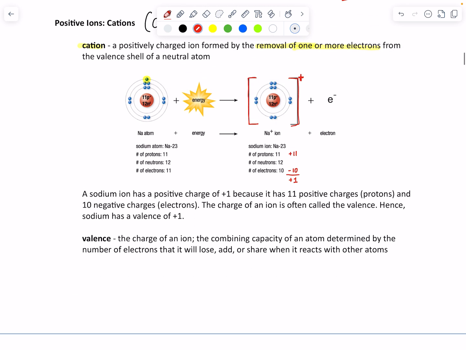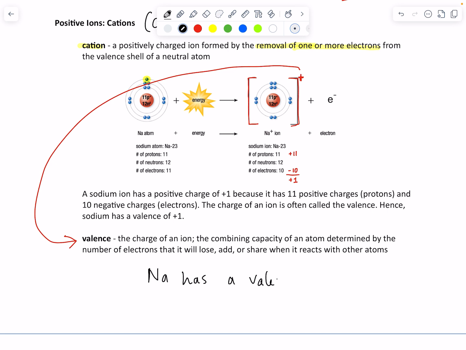Now this overall charge can be called the atom's valence. Valence is the charge on an ion, the combining capacity of an atom determined by the number of electrons it will lose, add, or share when it reacts with other atoms. So sodium has a valence of +1.